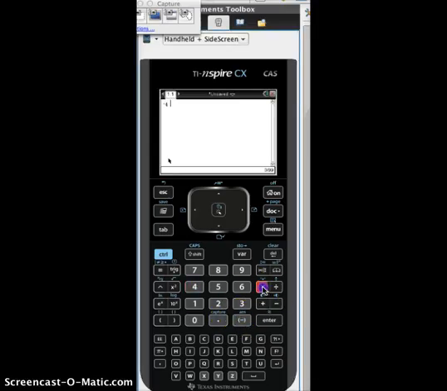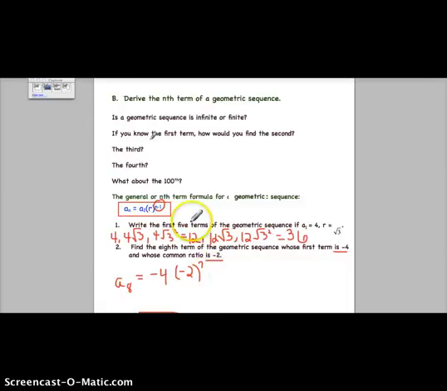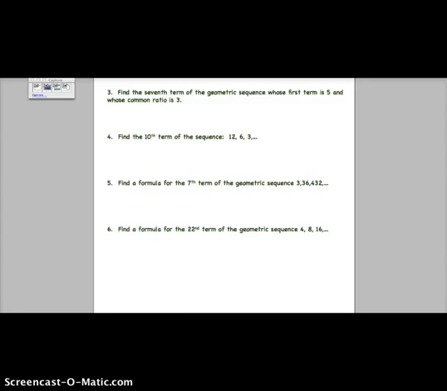So -4 times -2 raised to the 7th power gives us 512. So our 8th term is 512. All right, let's look at example number 3. We want to find the 7th term of the geometric sequence whose first term is 5 and common ratio is 3. I'd like you to pause the screencast and try this one on your own, then come back in a moment and check your answer.